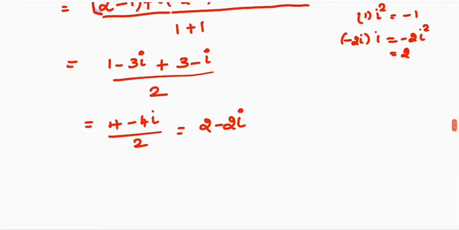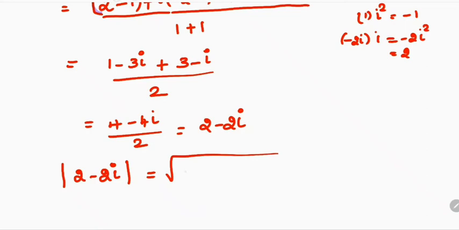Now the question is, what? We have to find the modulus of it. So the question is equal to 2 minus 2i, which is in the rectangular form. So we are going to find the modulus of it. What is the modulus formula? It's the square root of the real part the whole square plus the imaginary part the whole square.